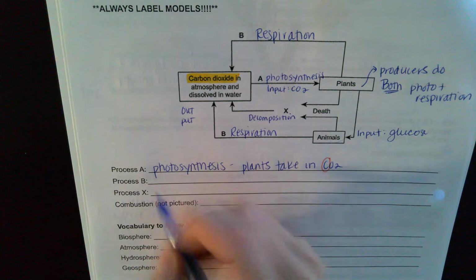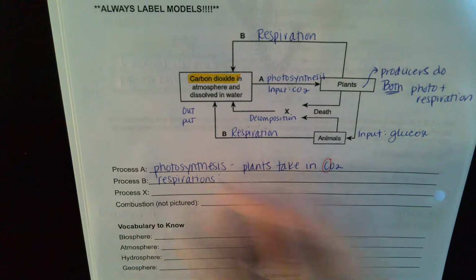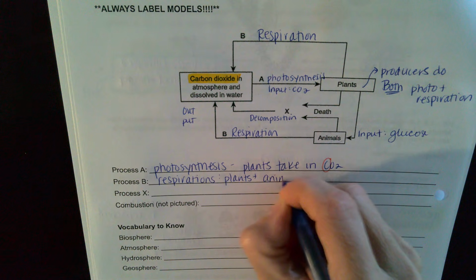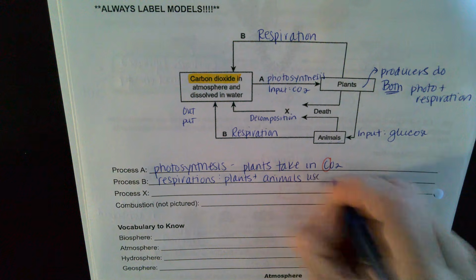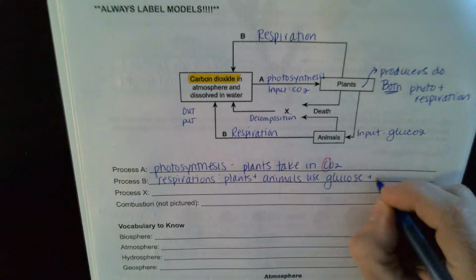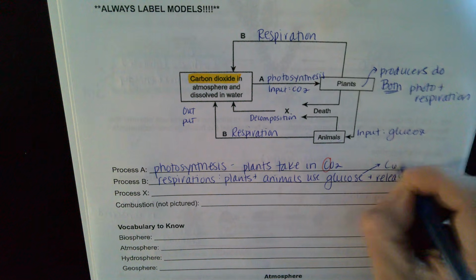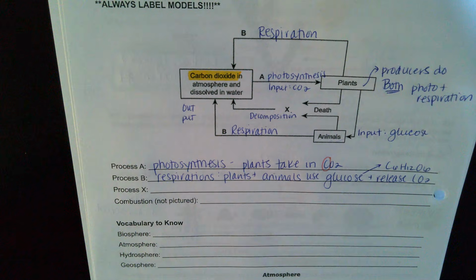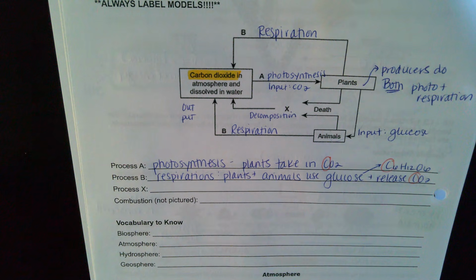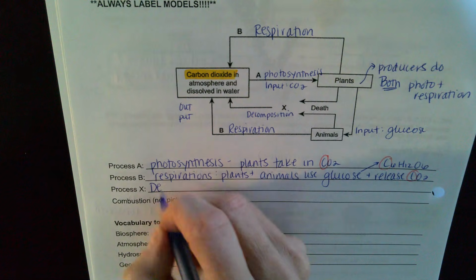Process B is respiration. And this is plants and animals. Use glucose, which is C6H12O6, and release CO2. And again, I'm following that carbon. Process X. And this is crazy, right? A, B, and then they have X. I don't know why they do that.